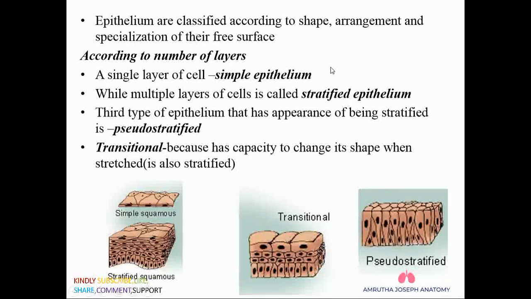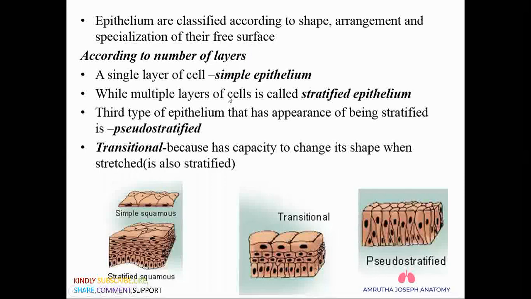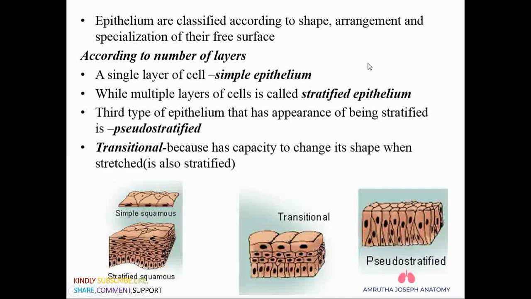Epithelium can be classified into different categories according to the shape, arrangement, and specialization of their free surface. So it can be classified according to the shape of the cell, arrangement of the cell, how it is arranged, and specialization of their free surface. This is the free surface of the epithelium. This is the basal layer of the epithelium. Sometimes in epithelium you may see some modifications at the apical level or the free surface. So based upon these three things, we are going to classify epithelium.